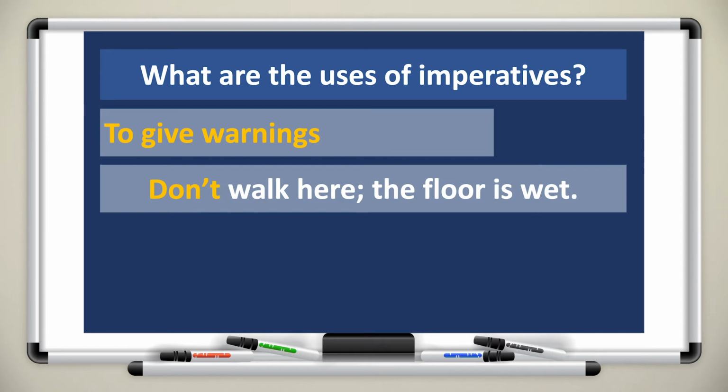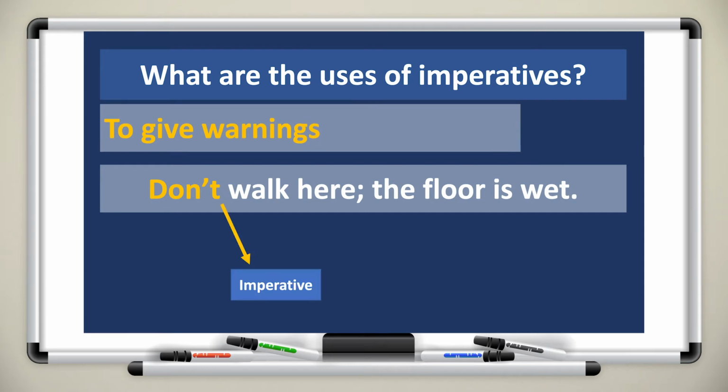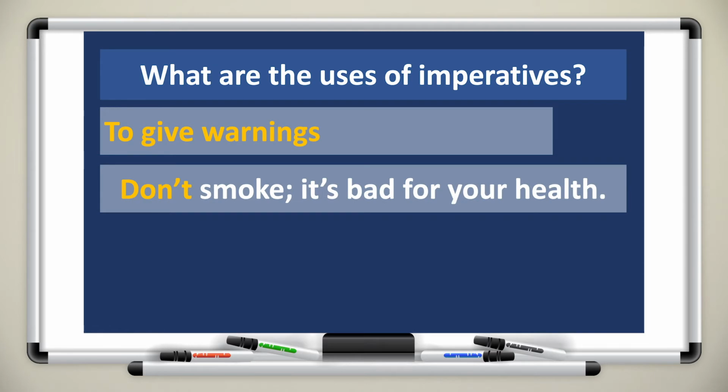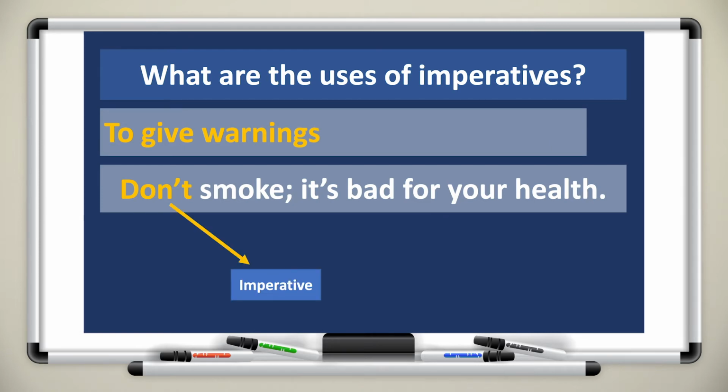We can use imperatives also to give warnings. For example, when I say, don't walk here, the floor is wet. The word don't is giving a warning. The word don't is also in the infinitive. Don't smoke here, it's bad for your health. Or don't smoke, it's bad for your health. This is also an imperative, don't smoke, and we use it to give a warning.